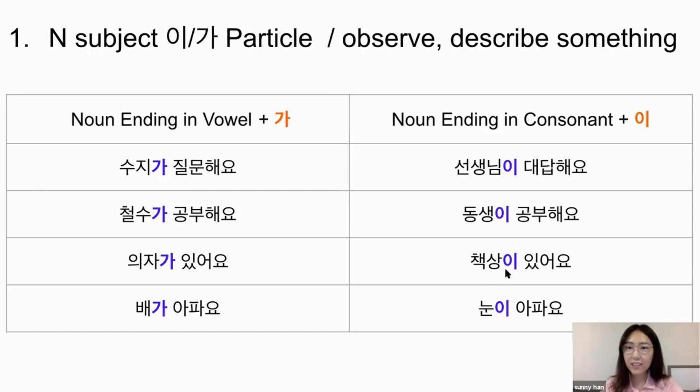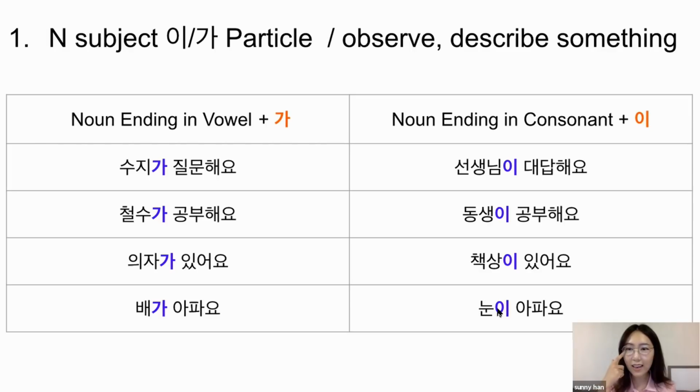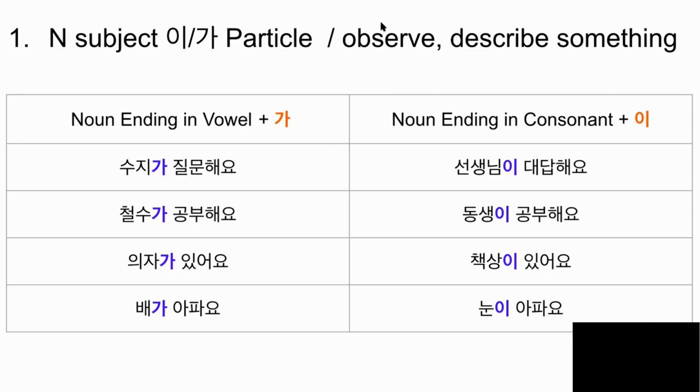책상, desk, 있어요. There is a desk. 책상이 있어요. 책상이 있어요. Very good. 눈, eyes, 아파요, hurt. My eyes hurt. 눈이 아파요. 눈이 아파요. Okay.